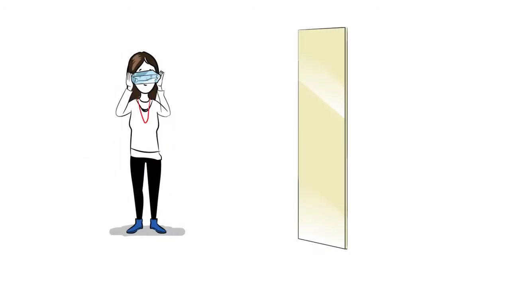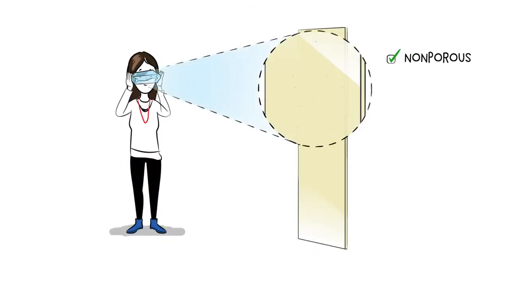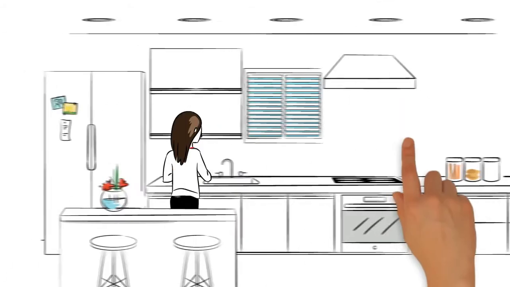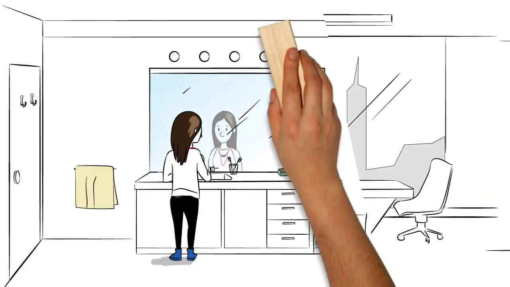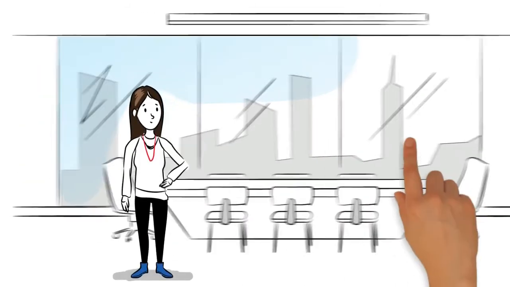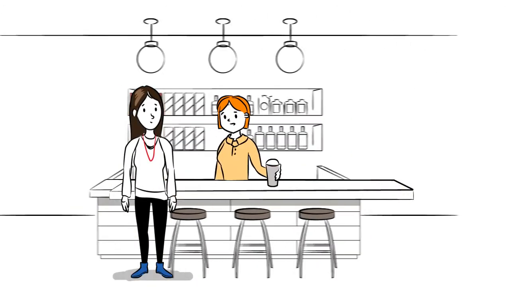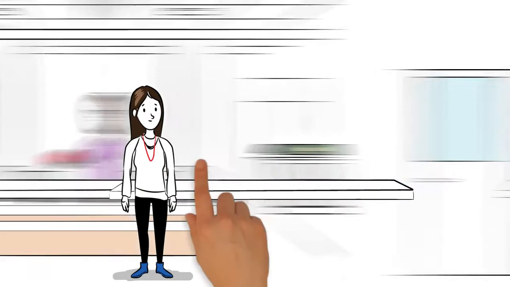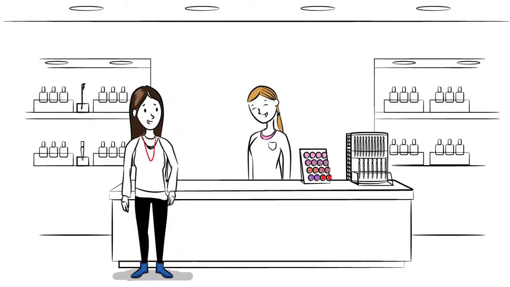Our engineered surfaces are virtually non-porous, which means they never need to be sealed and can be used in environments like, say, your kitchen or bathroom. But not only that, our surfaces can also be found in corporate, hospitality, restaurant, educational, healthcare, retail environments, and more.